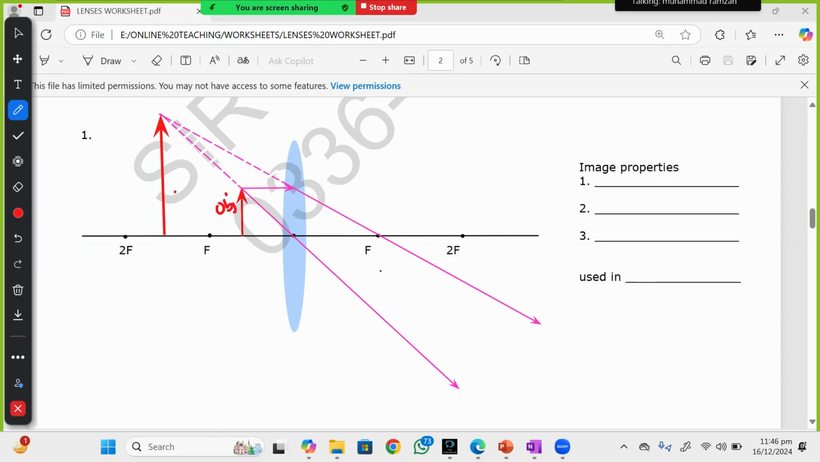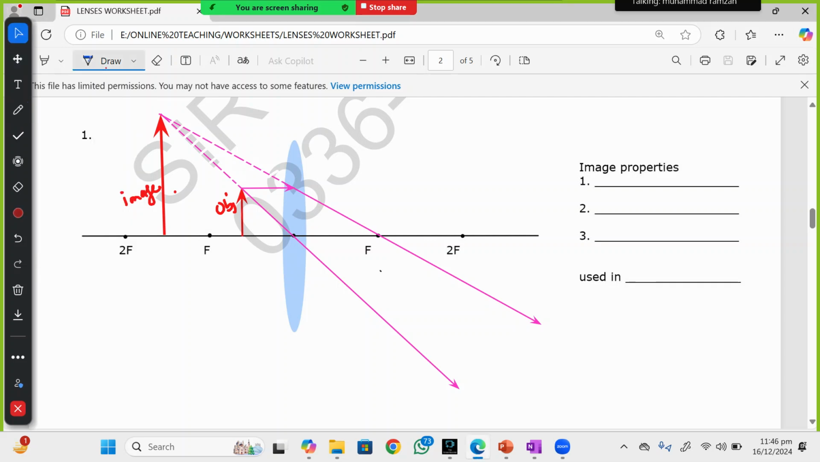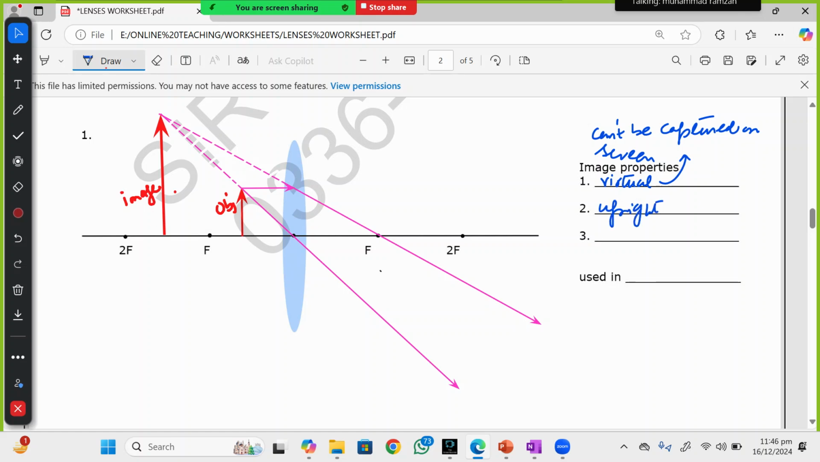So this was the object, and this is actually the image formed. What would be the properties of the image formed here? So this image is a virtual image. A virtual image is the one which cannot be captured on a screen. So the object seems to be there, but actually it's not. Whenever the image is virtual, it would always be upright as well. So it's a pair. The image which is upright is always virtual.